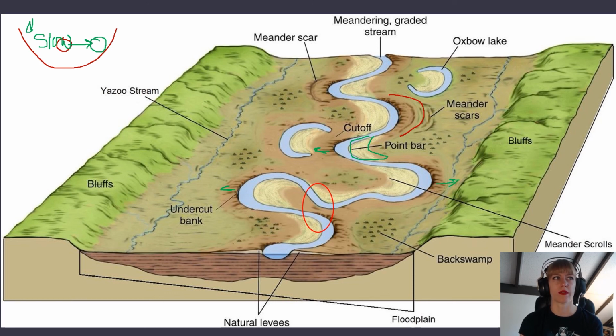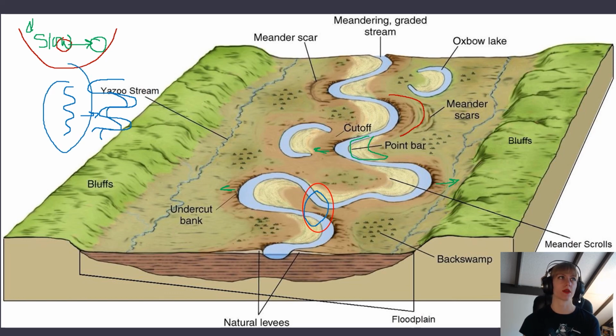So eventually your meandering stream, which originally may have looked like this, will turn into something like this. Okay, and then as you get points like this that are very close, these will actually connect because it'll become easier to do this and go back to something similar to that. Okay, this all depends on energy of the stream. Okay, how much water is moving through it.